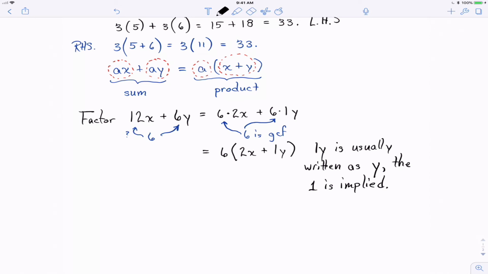For example, you could give the directions of "go to the store." And what is implied is the subject: you go to the store. So we do it in our normal speech, and we also do it in mathematics. So our final answer would be most simply written as 6 times the quantity of 2x plus y. And that is how you use the greatest common factor to factor a binomial.